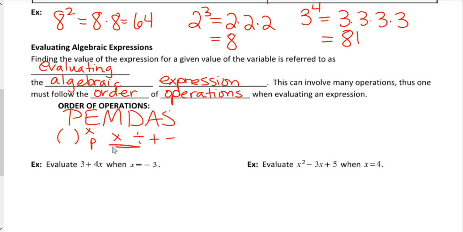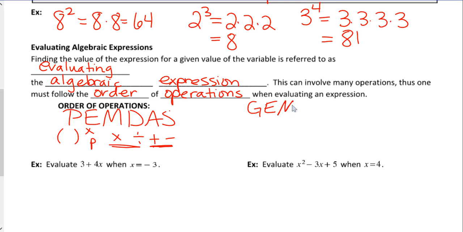Now, I'm going to underline these together and these together because when you are multiplying and dividing, it's interchangeable left to right. So if the divide comes first, left to right, you must do the division first, etc. But the other first two are exclusive, with the P for parentheses and E for the exponents.